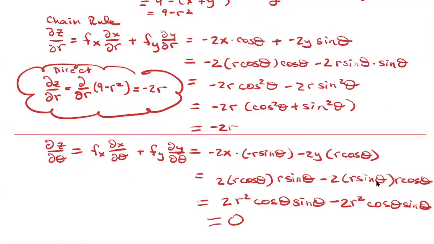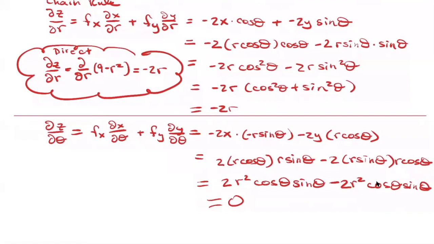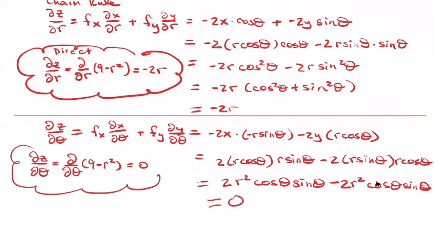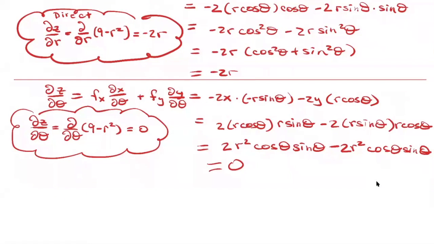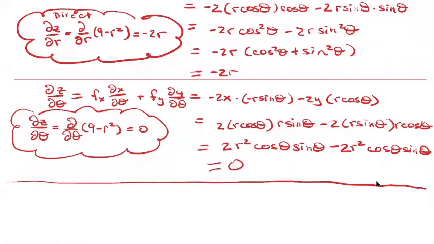So we knew it was going to be 0 because the partial of z with respect to theta is the partial with respect to theta of what we said z was, which is just 9 minus r squared, which is 0. And the chain rule is not usually your friend. So don't think you're going to be using it constantly.